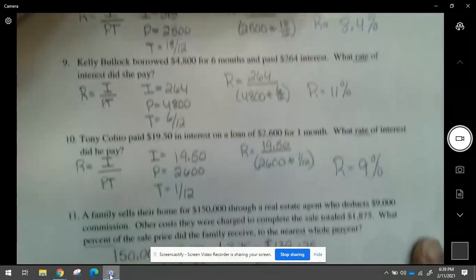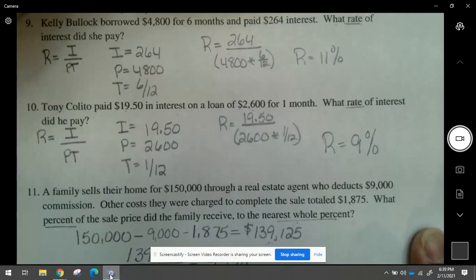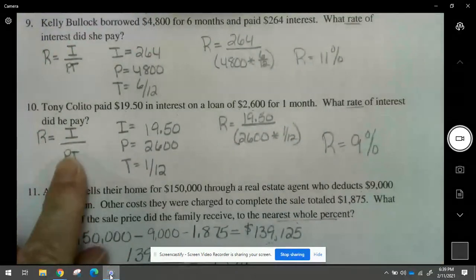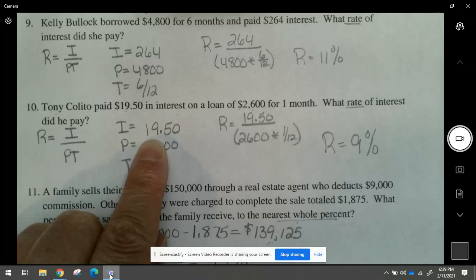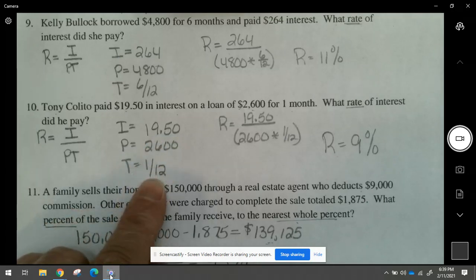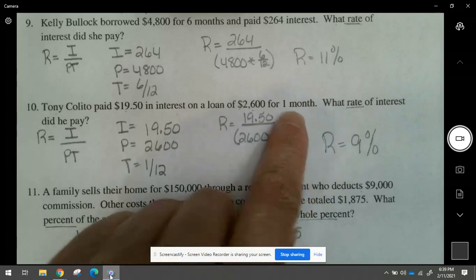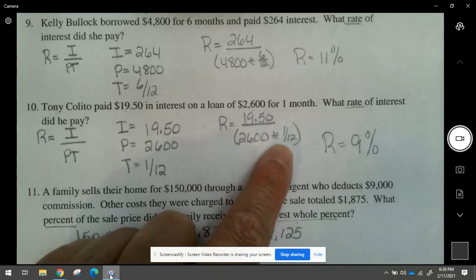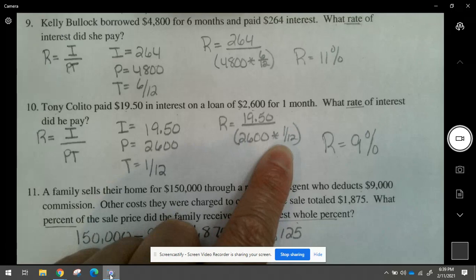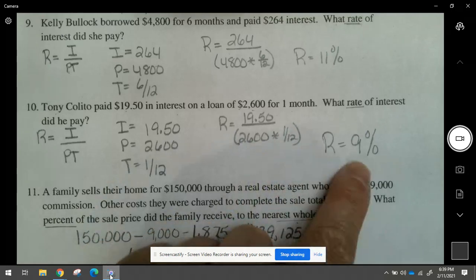The last finding rate problem is number 10. We have I over PT. We list out our givens. The interest paid was $19.50. The loan amount was $2,600, and the time was 1 out of 12 months because it says for 1 month. We substitute in, then we type this in our calculator just like we see it. You can use alpha y equals underneath a division bar, that's fine. And you get a 9%.